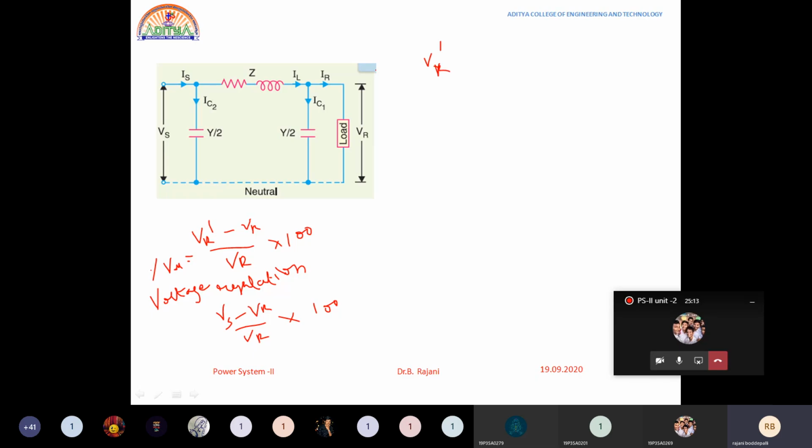See here, at no load, we don't have this current. This current becomes 0. That means this whole part won't be there, and the equivalent circuit under no load would be like this. How could the equivalent circuit diagram be? See, I'll draw here.